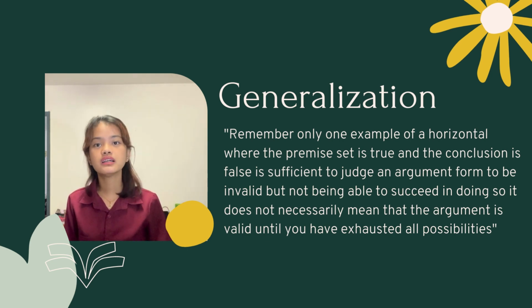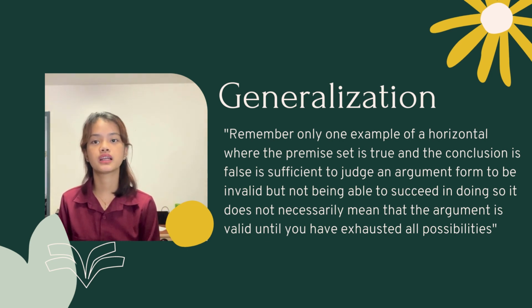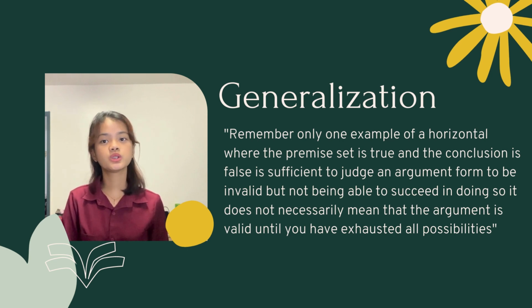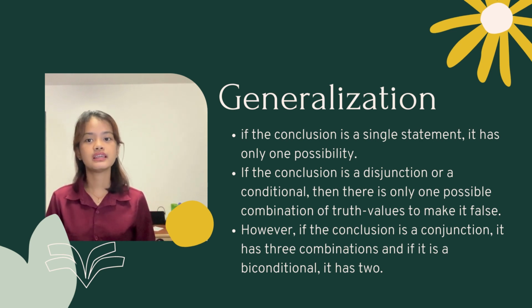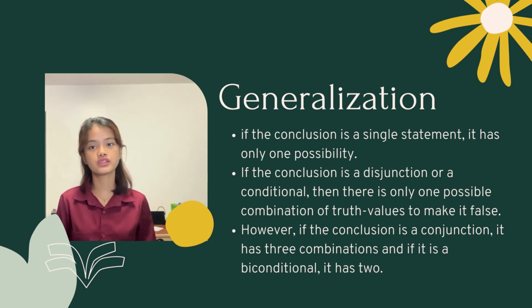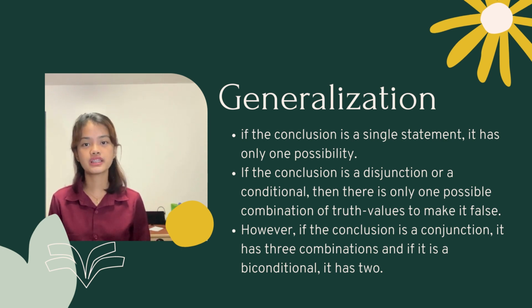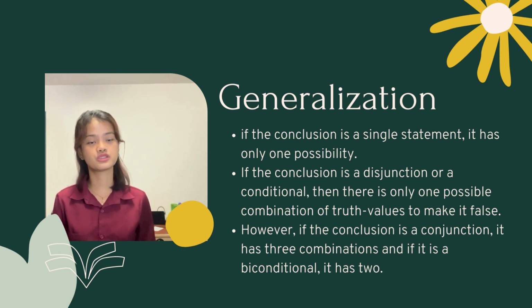According to Mr. Acuña, remember only one example of a horizontal where the premise set is true and the conclusion is false is sufficient to judge an argument form to be invalid, but not being able to succeed in doing so does not necessarily mean na yung argument is valid until you have exhausted all possibilities. Lastly, if the conclusion is a single statement, it has only one possibility. If the conclusion is a disjunction or a conditional, then there is only one possible combination of truth values to make it false. However, if the conclusion is a conjunction, it has 3 combinations, and if it is a biconditional, it has 2.